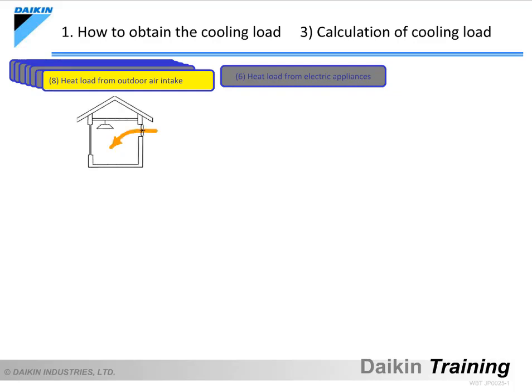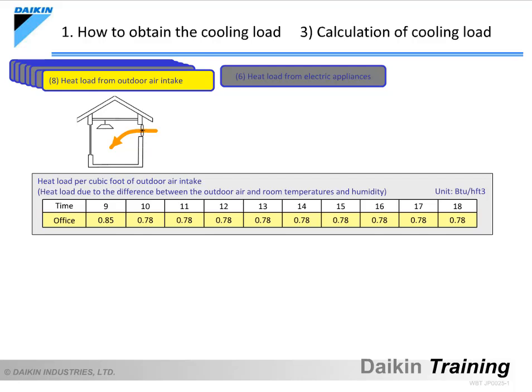The outdoor air has the same temperature and humidity as drafts. The table shows the heat load per cubic foot of outdoor air intake. Here, we will use the value of 900 hours, when the heat load reaches the maximum.